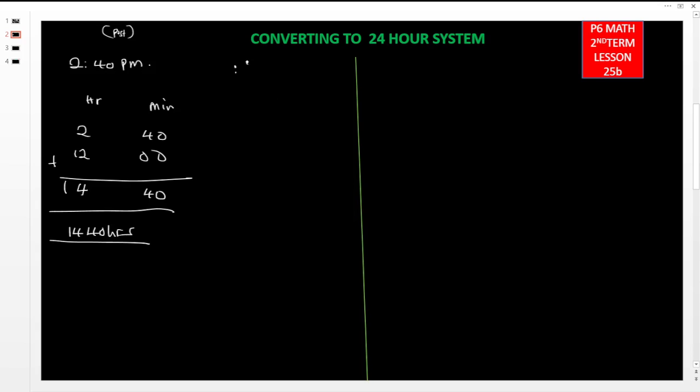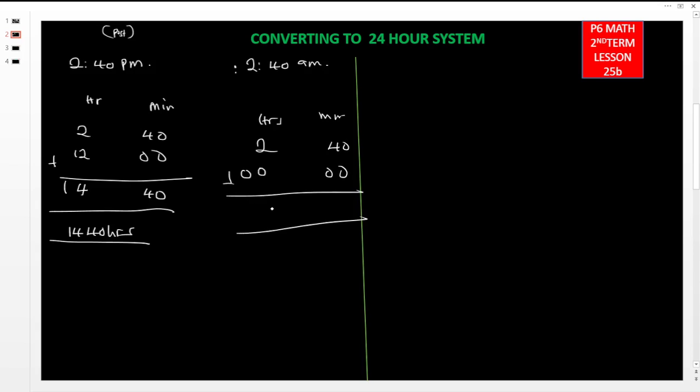Then let us see if they give us 2:40 AM. Now this AM means that we have not covered the first half. We are still in the first half, so we have not completed. We don't have a band of 12 hours. Therefore we are going to add there 00. So it's going to be hours and again minutes. This is 2 and this is going to be 40. 0 then 00. So when we add this, we are going to get 02:40 hours. So our answer is 02:40 hours.